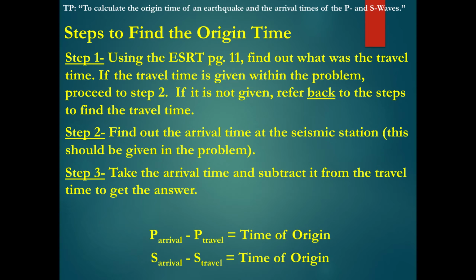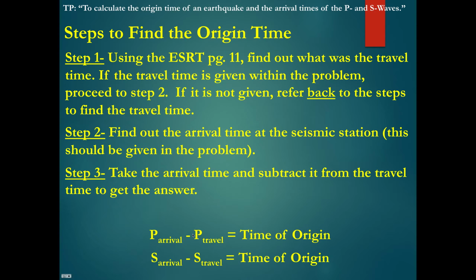Alright, step 2. Find out the arrival time at the seismic station. This should be given in the problem. That's usually in hours, minutes, and seconds. And then step 3, take the arrival time and subtract the travel time from it to get the answer. So we have two equations we can work with.